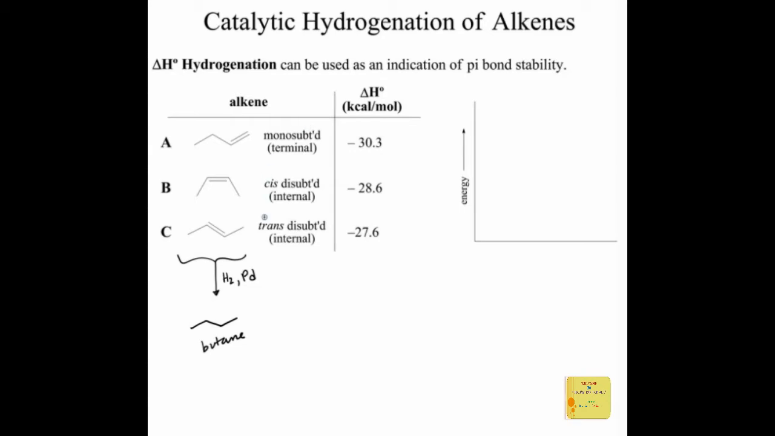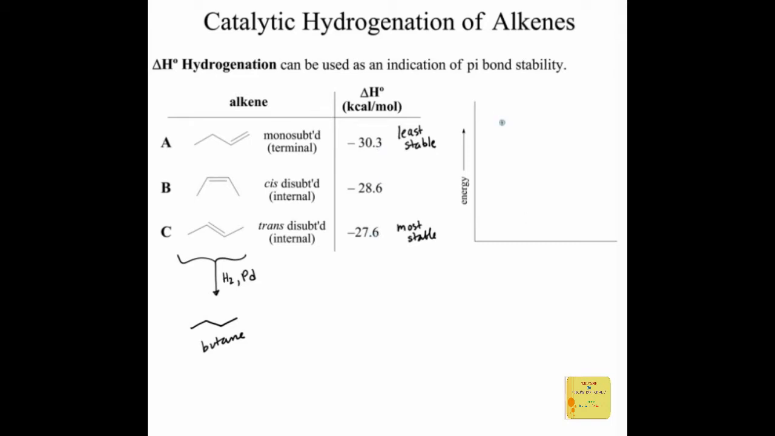Now we already know something about the stability of these alkenes, right? Which of these do you think is going to be the least stable? We know that the less substituted an alkene is, the less stable it is, and so the terminal monosubstituted one is going to be the least stable. These are both disubstituted, and of the disubstituted, the trans is the most stable. The fact that these energies follow this trend is a reflection of that.